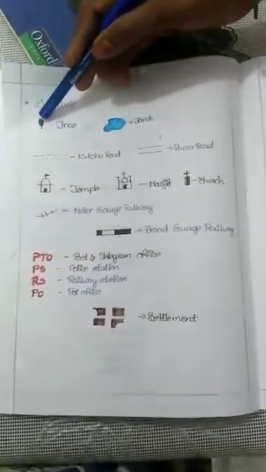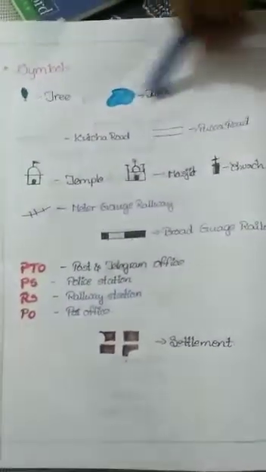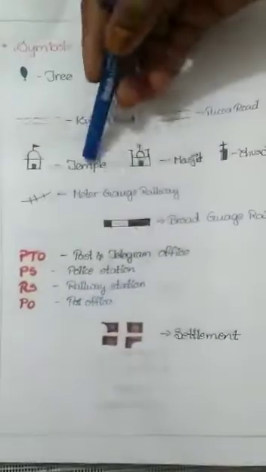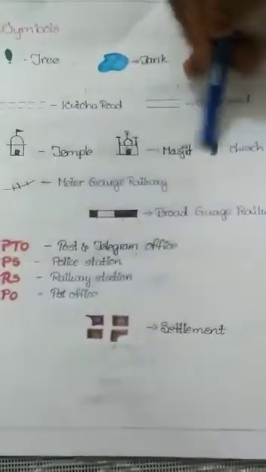These symbols are called conventional symbols, which we use to make a map, and we use these maps to read and to locate a place on the map easily. Some of the symbols generally used on a map you see here. For trees we use a symbol like this, and for a tank, kacha road, pakka road, temple, masjid, church.